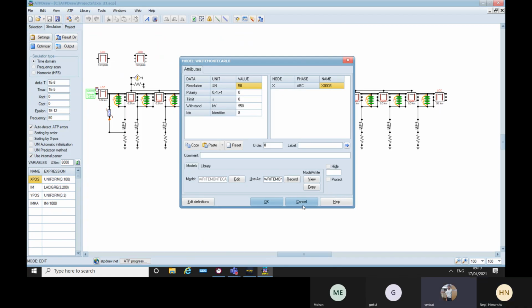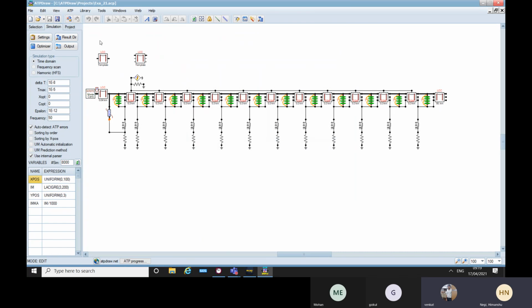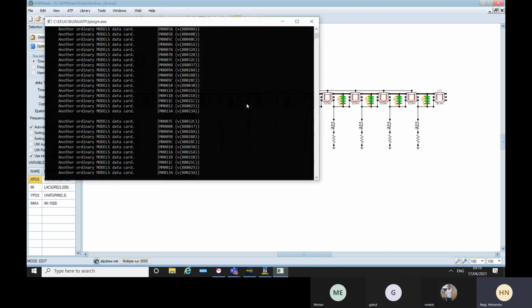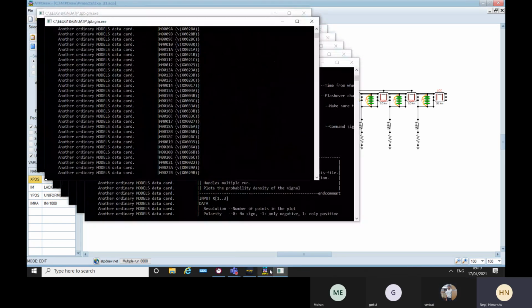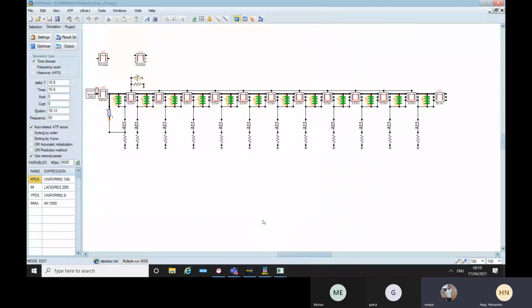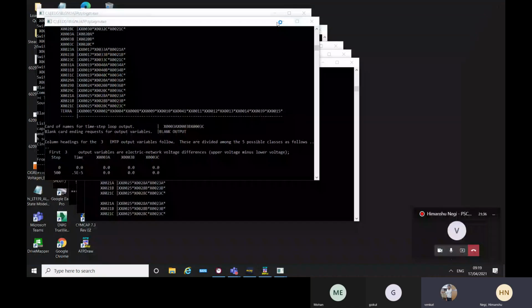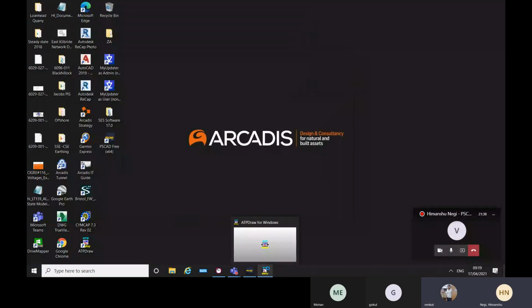But we cannot run this module here, right? In this ATP draw. No, I can draw it. I can run it. If I run it, it is the license one. It is free. So if I do like that, it will run like that.